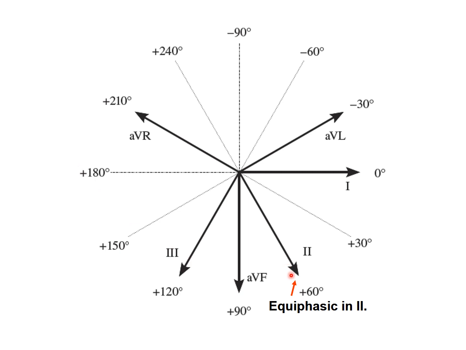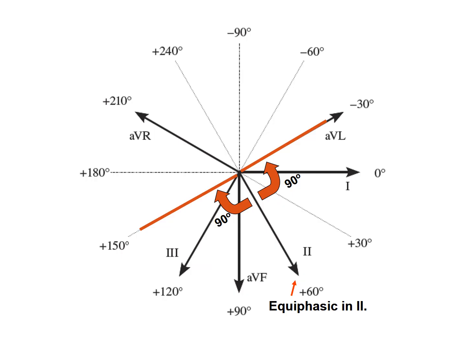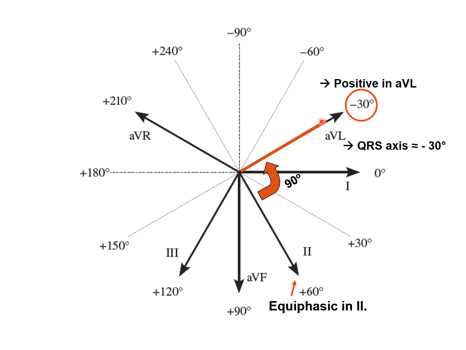If lead number 2 is equiphasic, we have to construct a perpendicular to lead number 2, that is AVL, and opposite 150. Whether the axis is minus 30 or 150, we have to look at AVL, whether positive or negative. If it's positive, this means minus 30. If it's negative, 150. AVL was positive, meaning that our axis is at minus 30 degrees.